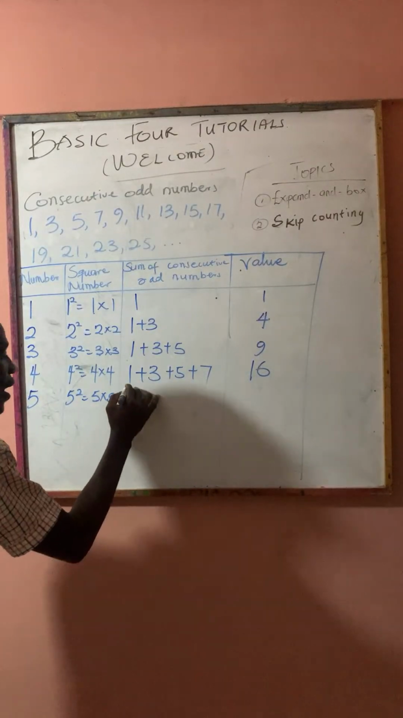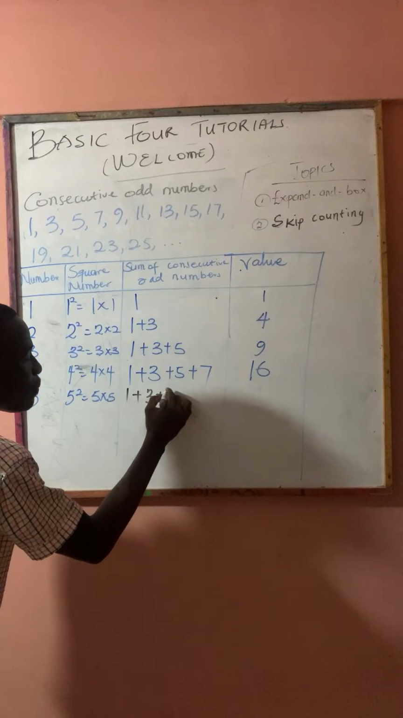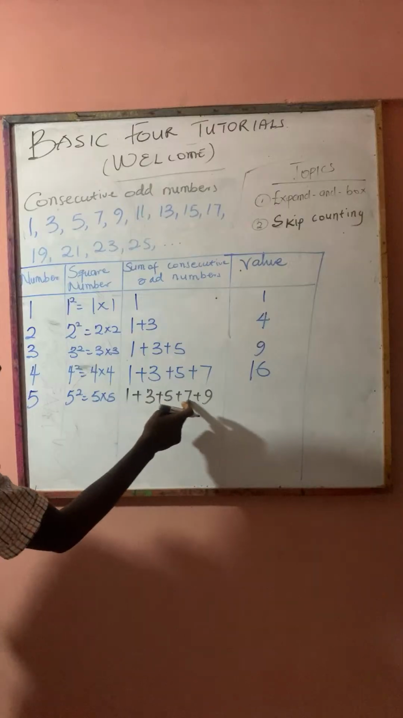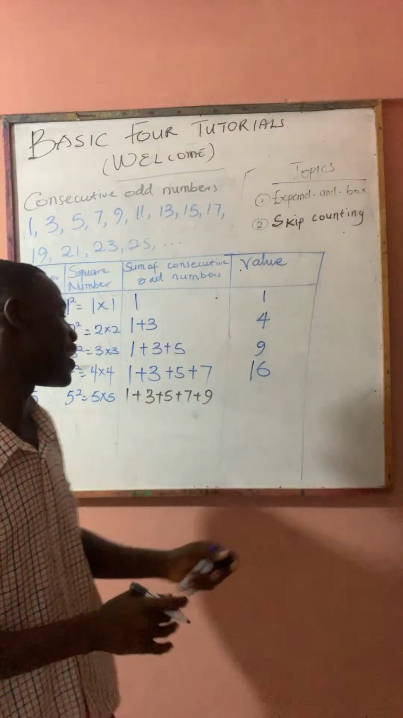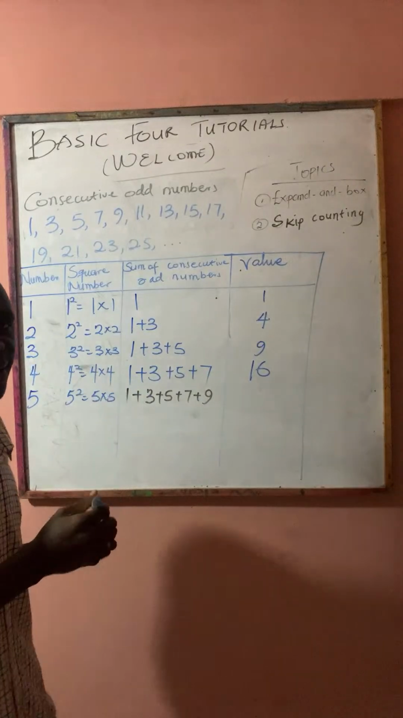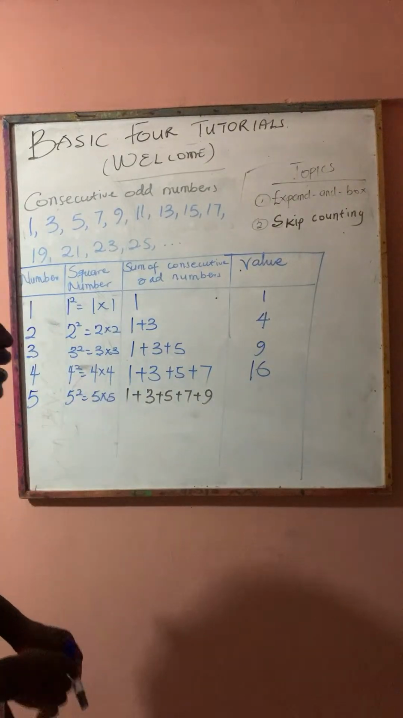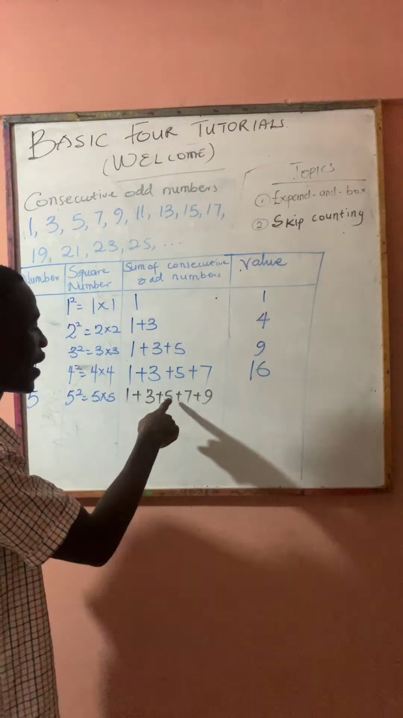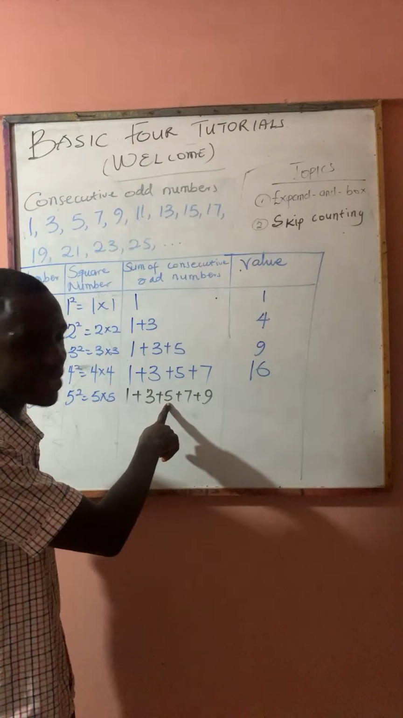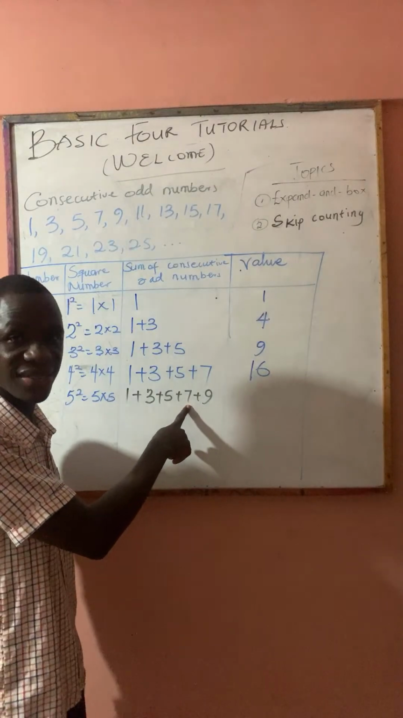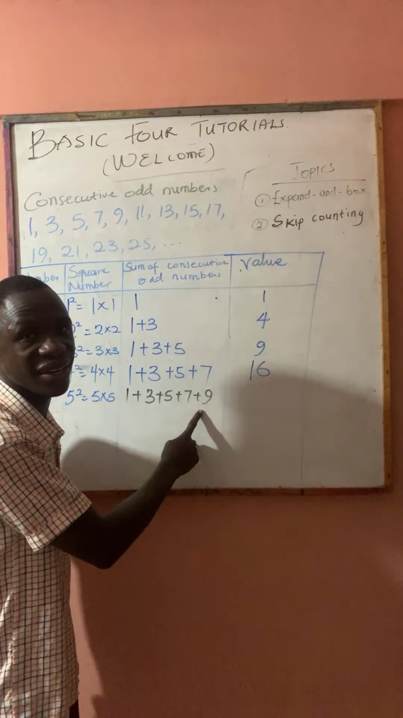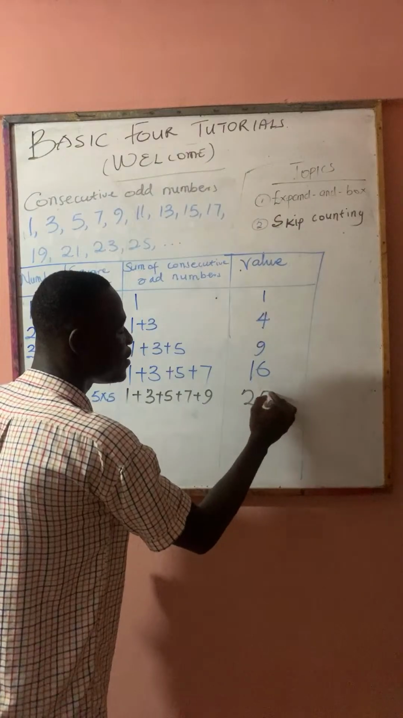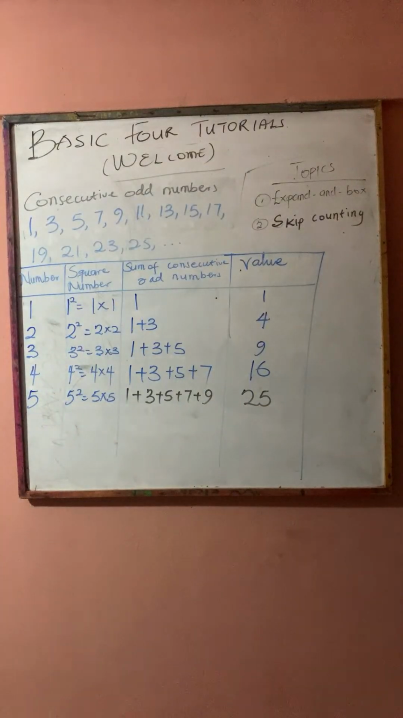So you get 1 plus 3 plus 5 plus 7 plus 9. 1, 2, 3, 4, 5. 5 odd numbers will be added to give us the value of 5 squared. Now, what is the value? Let us all add up. 1 plus 3 is 4. 4 plus 5 is 9. 9 plus 7 is 16. 16 plus 9 is 25. That means 5 squared is equal to 25. I hope you understand.